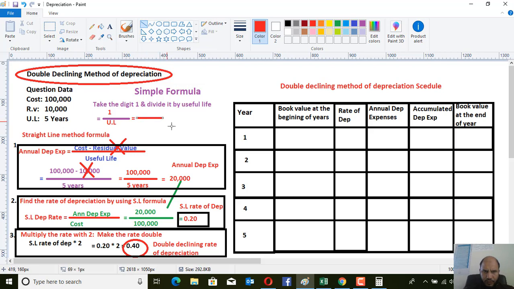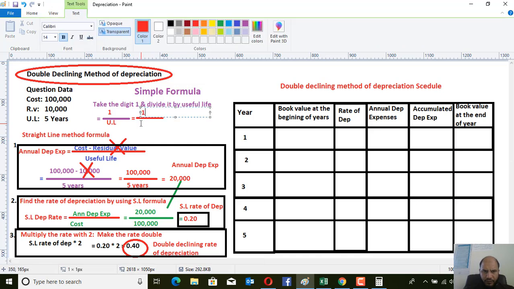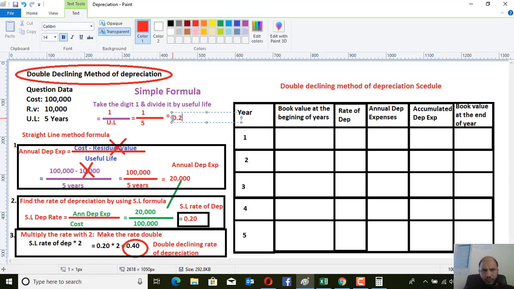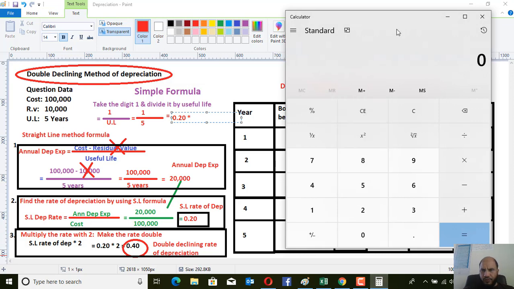Like for example over here, divide 1 by 5. So 1 by 5 is equal to 0.2. If you cannot understand it, please use the calculator. So 0.2 multiplied by 2 is equal to, please use the calculator for 1 divided by 5, which is equal to 0.2.